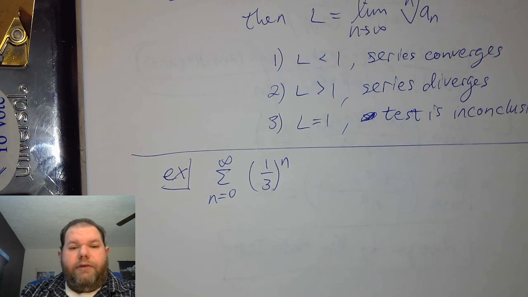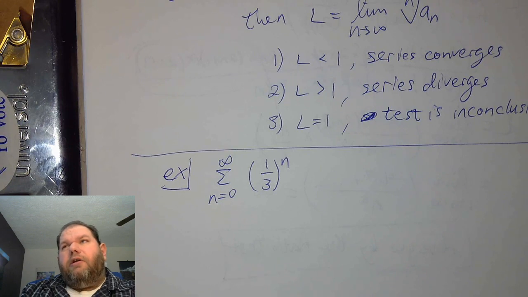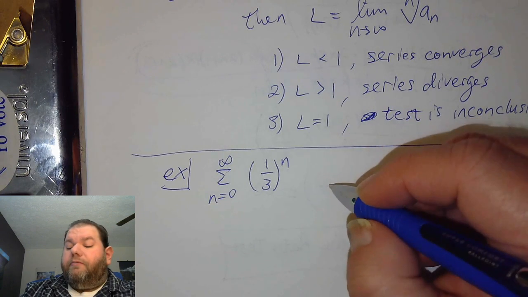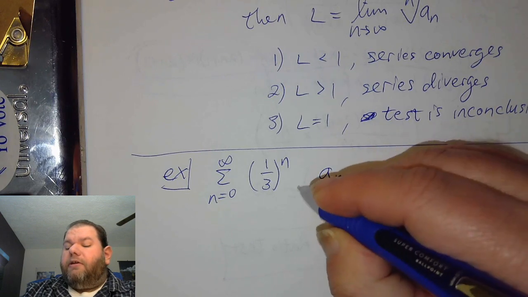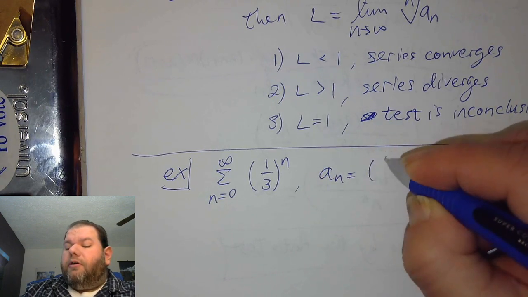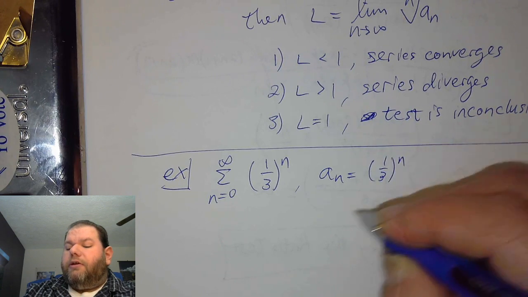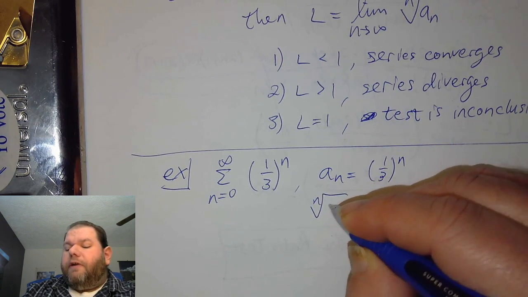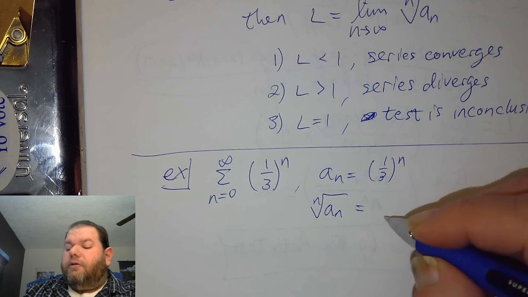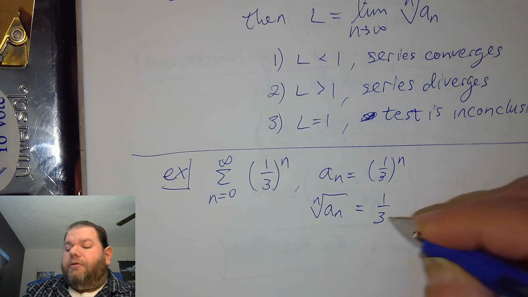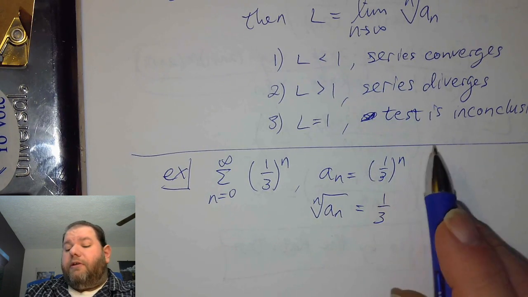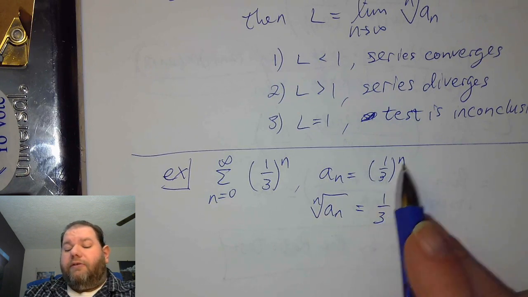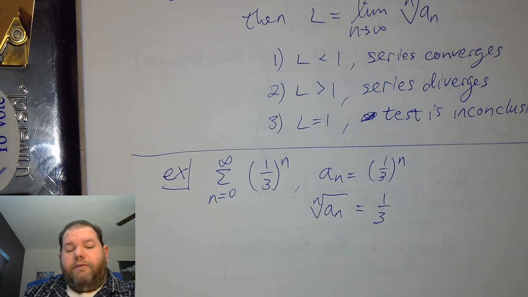But let's look at how the root test covers this, because the geometric series test is actually related directly to the root test. So if a sub n is equal to 1/3 to the n, then the nth root of a sub n is 1/3. If we take the nth root, that knocks off the nth power. Those two cancel each other out, so it's just 1/3 left over.